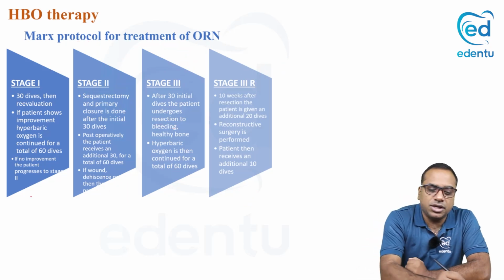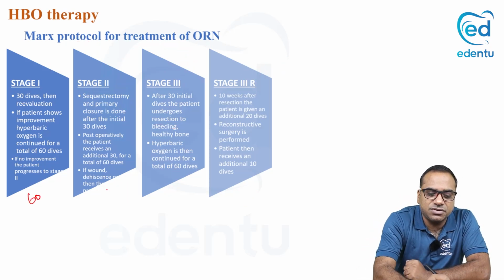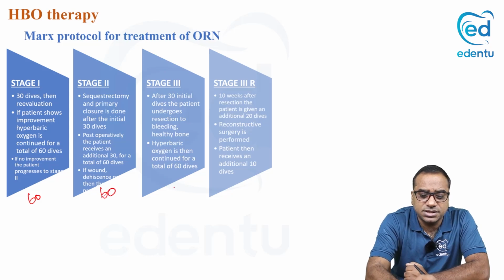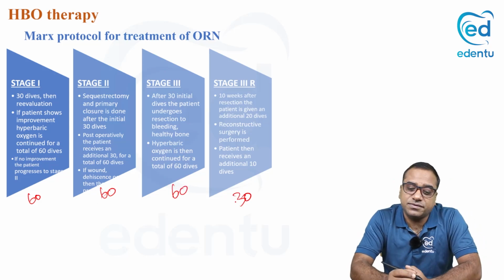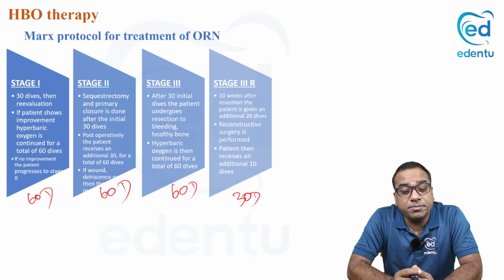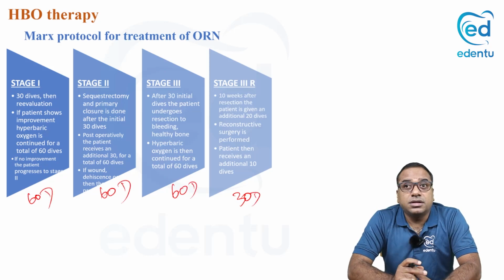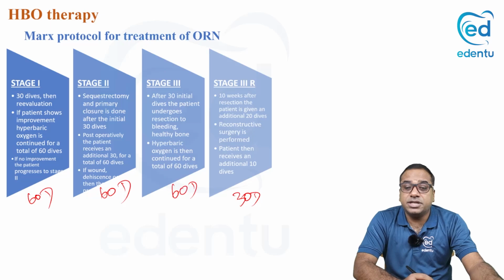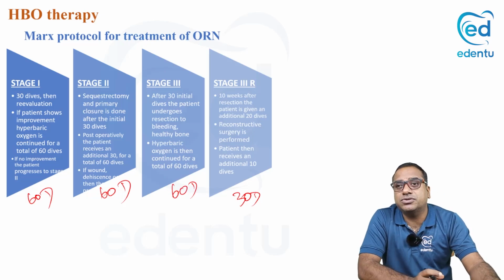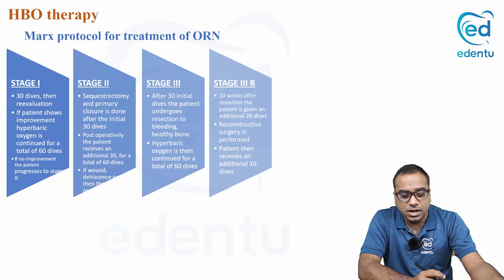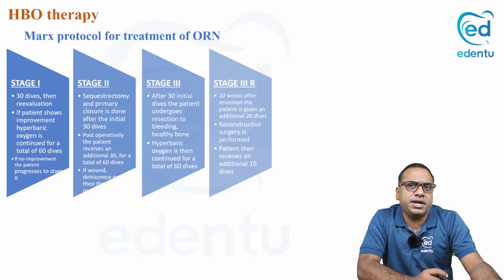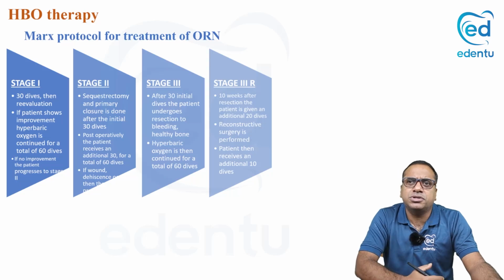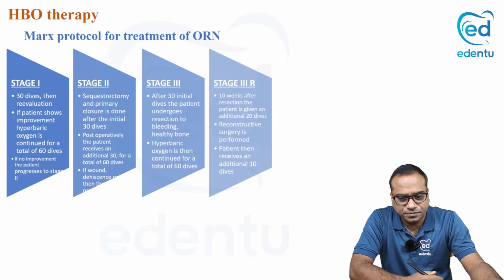So what I am trying to tell you is, stage 1 is 60 dives, stage 2 is 60, stage 3 is 60, and stage 3R is 30 dives. So this is the overall treatment of osteoradionecrosis with HBO, Marx's protocol. This philosophy is called Marx's protocol. Okay, so I hope you all understood this well. A lot of MCQs are generated from stage 1: how many dives, what procedure is done, something like that.